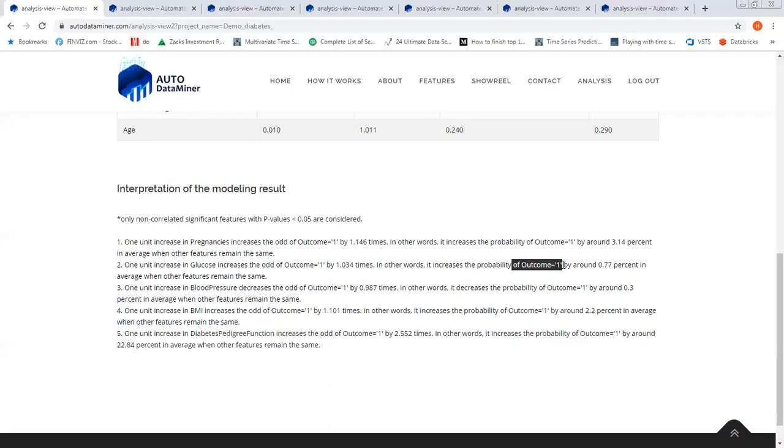Because glucose level can be between 50, 60 to 200, right? So 1 is not that big. So that's why it doesn't increase the diabetes probability that much, but still it's around 1%. And if I take a look at this one, a 1 unit increase in this variable increases the odds of the outcome this much, and in terms of probability, it is 22%.